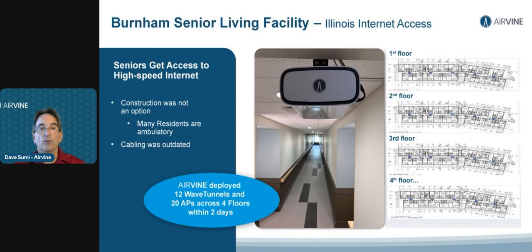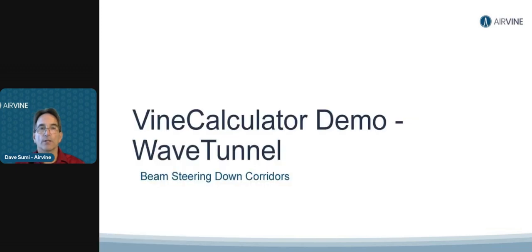So here we have our wave tunnel. Here's an actual deployment that we did in Chicago. Each of these floors has 1, 2, 3, 4, 5 wave tunnels shooting down the corridor, and as you can see, the corridor is slightly bent. We deployed the same topology on all 4 floors. But before we did this, we wanted to have an idea, how well is this going to work?